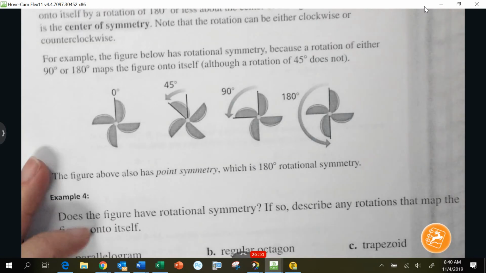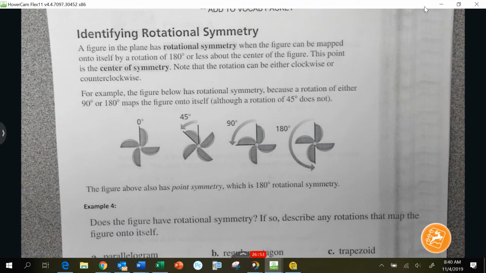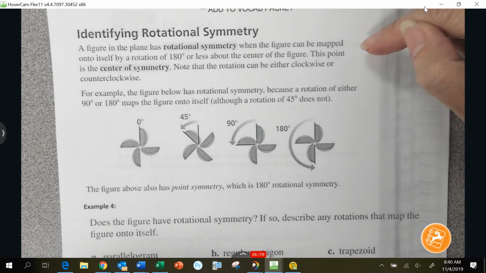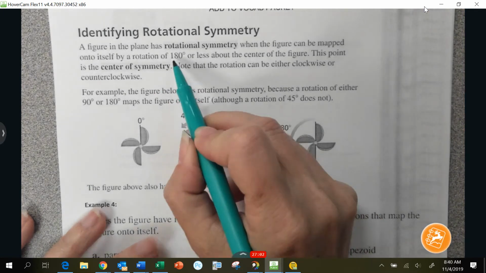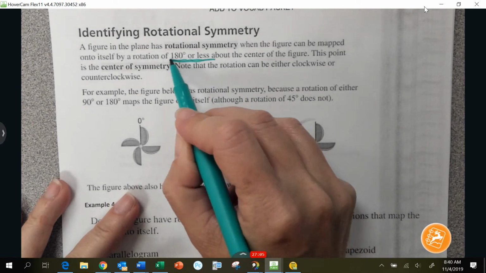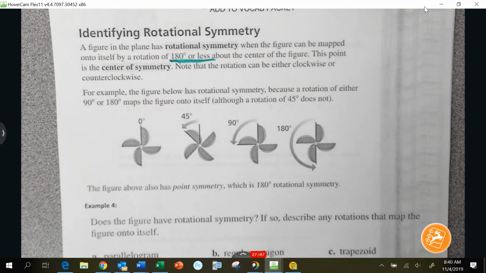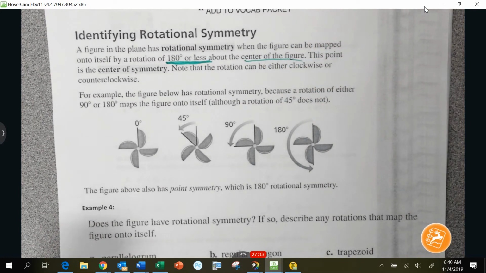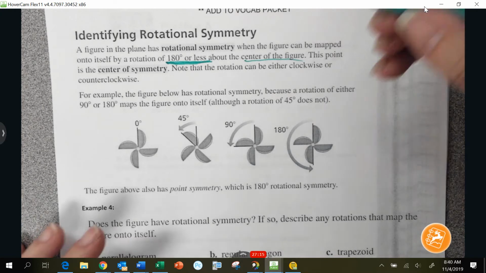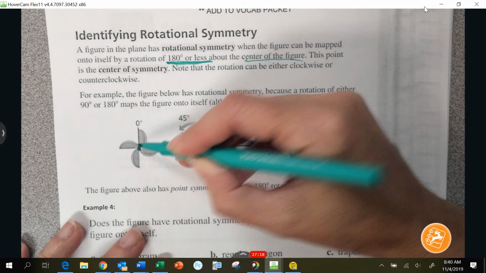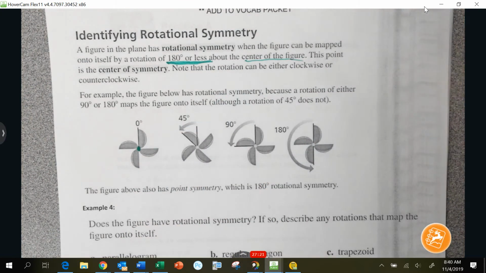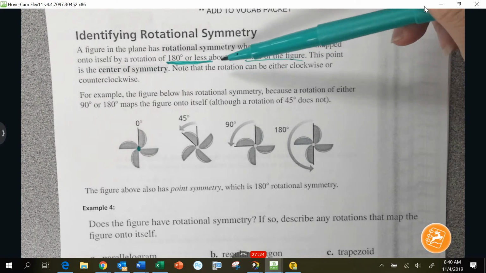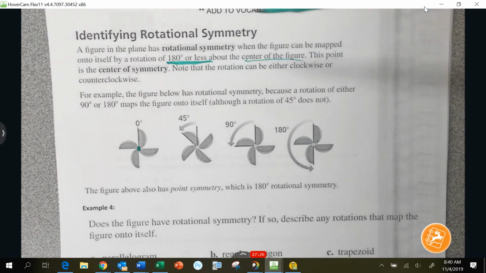Okay, last section talks about rotational symmetry. A figure in a plane has rotational symmetry when the figure can be mapped onto itself by a rotation of 180 degrees or less about the center of the figure. And the center is called the center of symmetry, which I believe, no, we had center of rotation. Center of symmetry would be in this case. Note that the rotation can be either clockwise or counterclockwise.